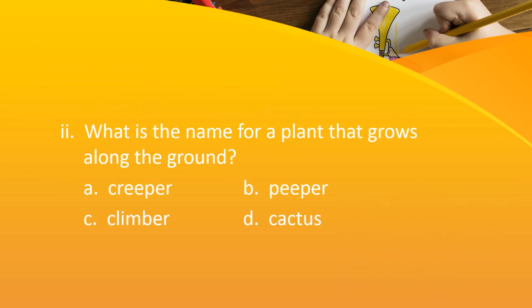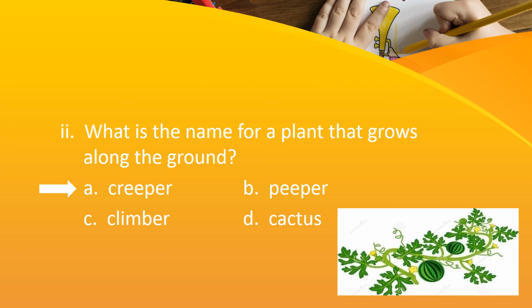Question number 2. What is the name for a plant that grows along the ground? The options are creeper, peeper, climber, cactus. And the answer is creeper. The creeper grows along the ground.